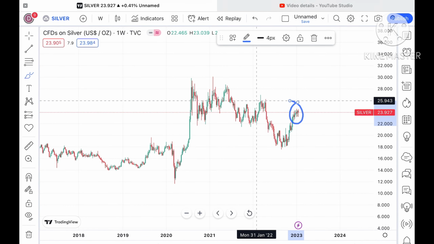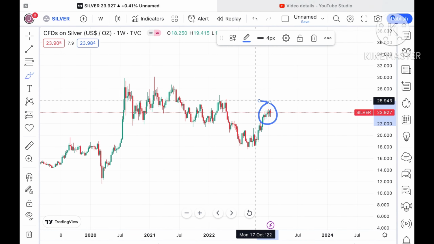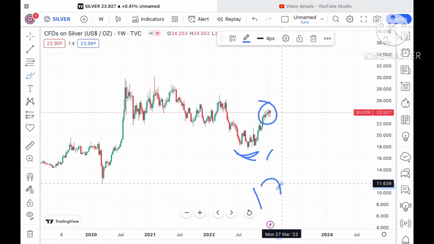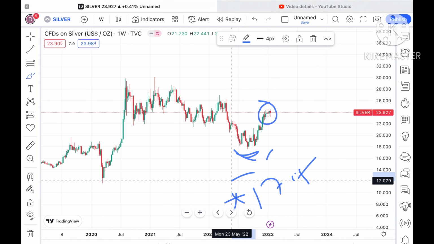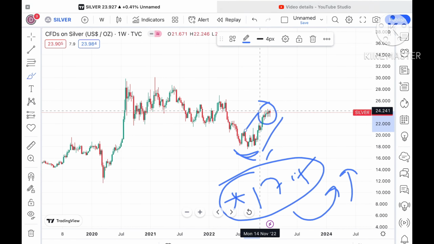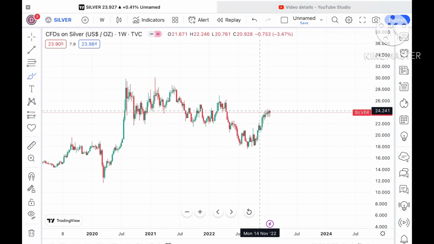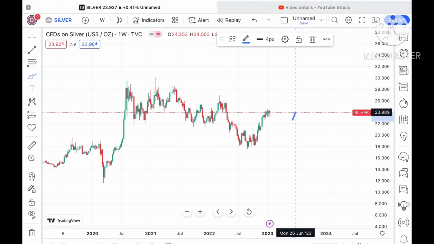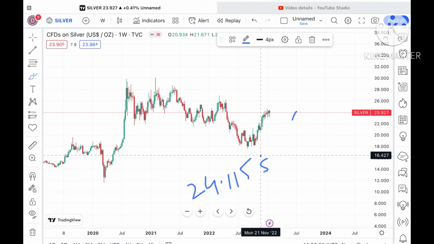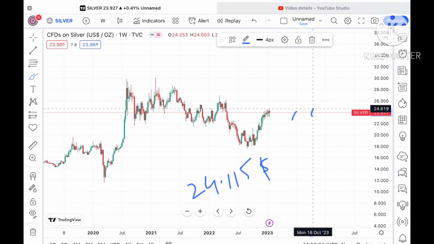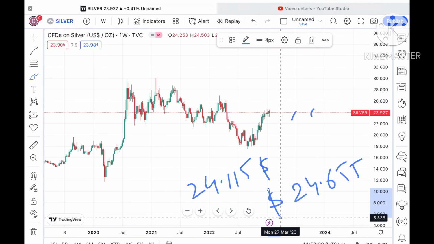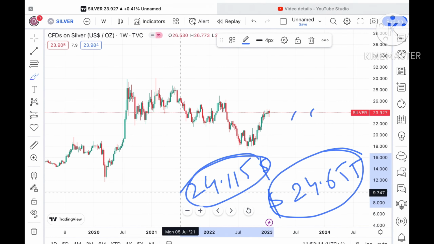If you look at this chart, a swing is forming at this level. You have to understand that at 17.5, if the price comes close to this level, a bounce back can come on the upside. If the price sustains above this level, it can go towards a level of around $24.115, and if that level moves further upside, it can touch a level of around $24.655. This $24.655 is the range.